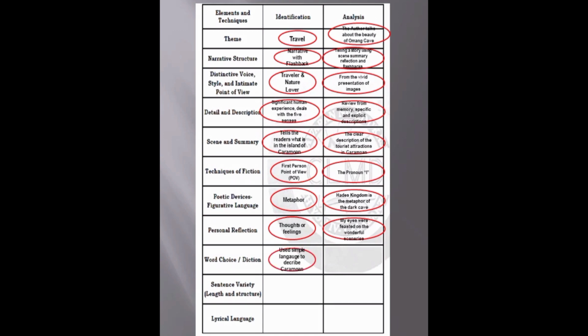The word choice: the writer used simple language to describe Caramoan, and it does not use clichés or jargon. Sentence variety: this is a personal essay about travel. The analysis utilizes a variety of syntax to create the essay. The lyrical language used here is sensory imagery.